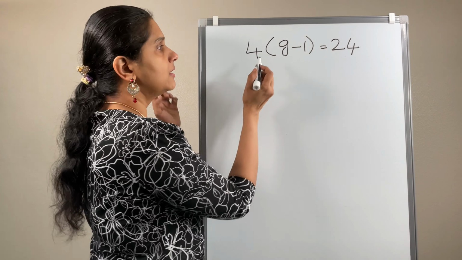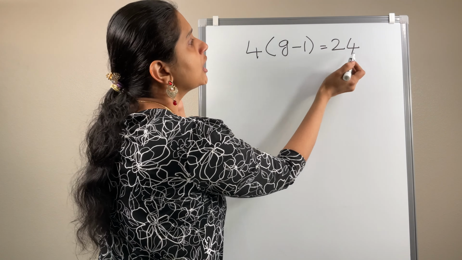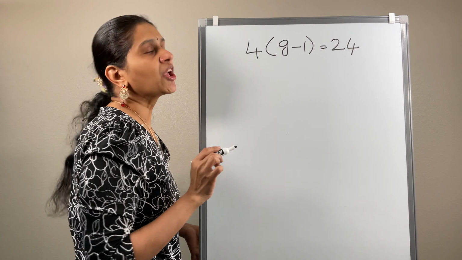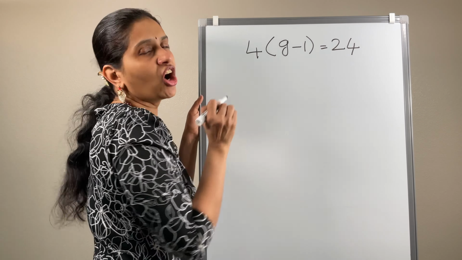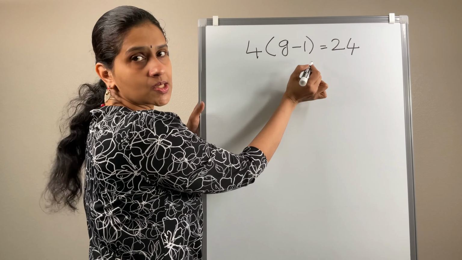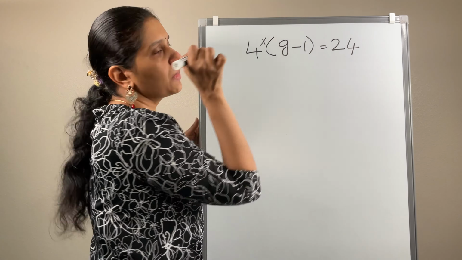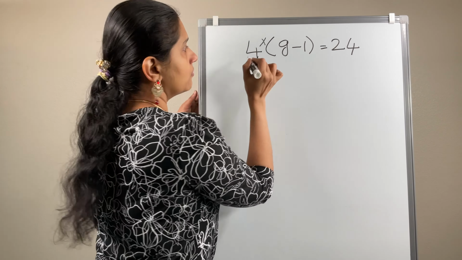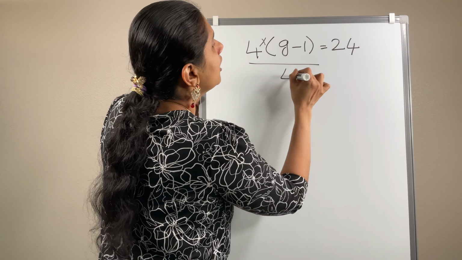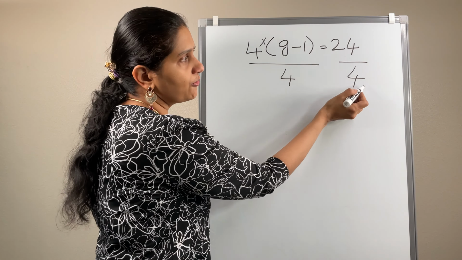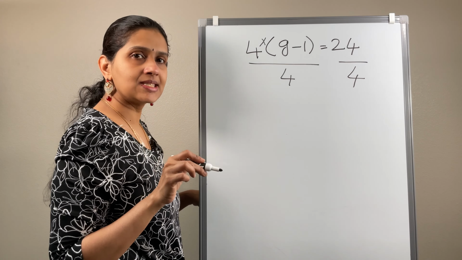Consider the example 4 times g minus 1 equal to 24. So, we need to isolate this variable g. For that, first we need to avoid this 4. Since 4g minus 1 means 4 times g minus 1, the inverse of multiplication is going to be division, which means what? You have to divide by 4 on both the sides. You have to divide by 4 on the other side also to balance the equation.